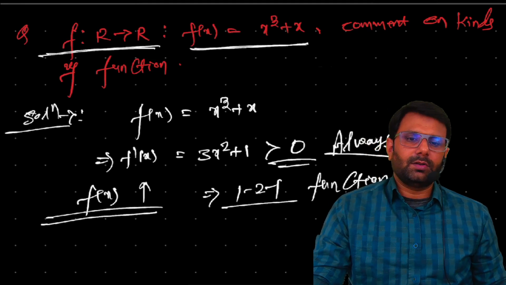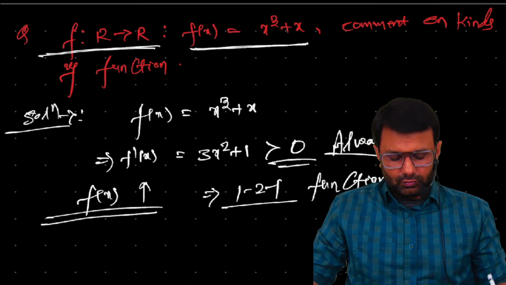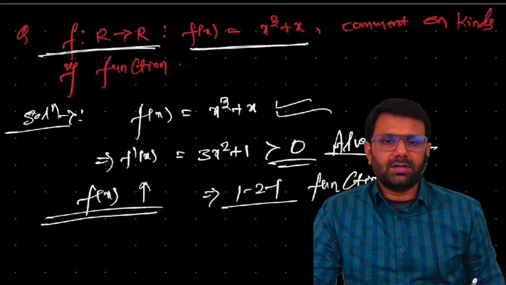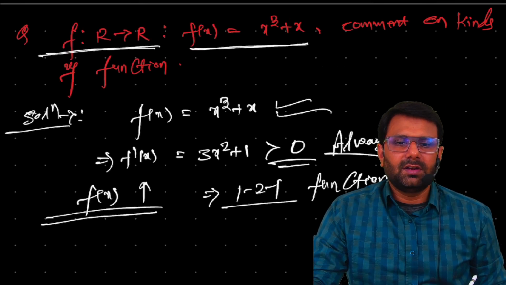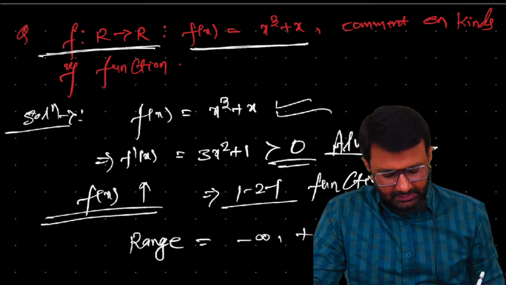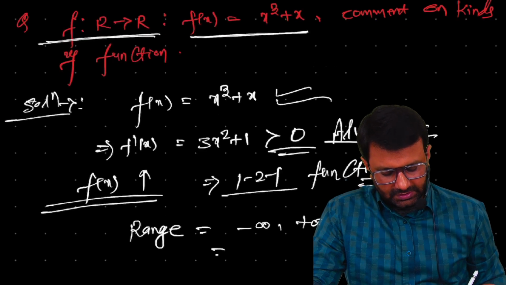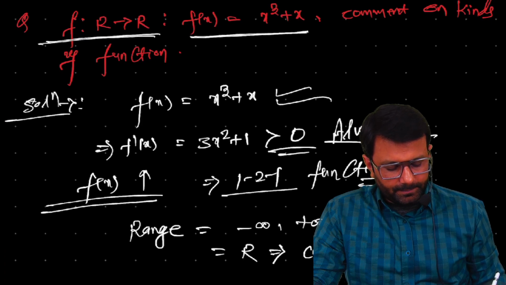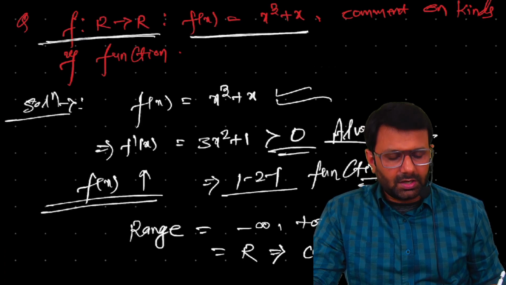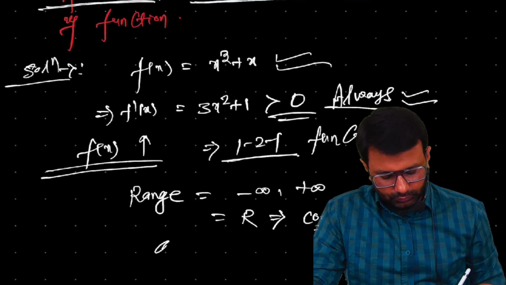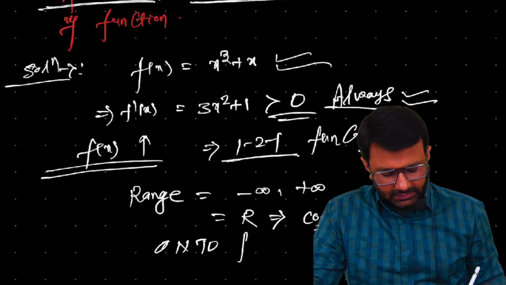Now tell me, onto or into. This is an odd degree polynomial, and an odd degree polynomial has range minus infinity to plus infinity. So the range is equal to R, which is equal to the codomain. So this function is 1 to 1 plus onto. So this function is an onto function.